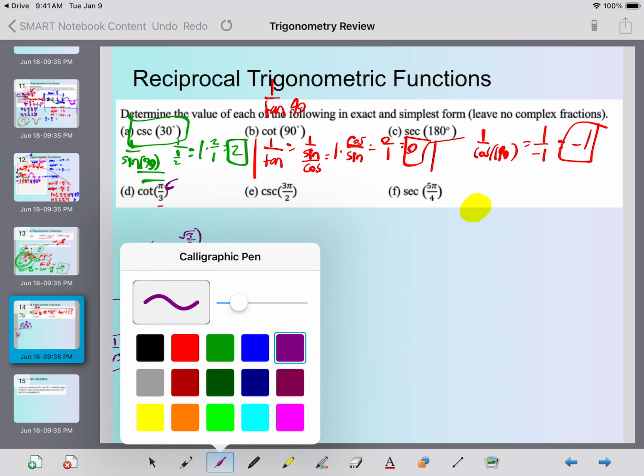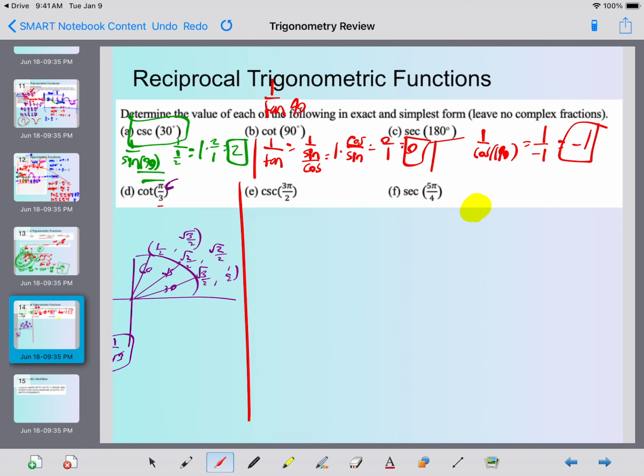Let's convert from radians to degrees. 3 pi over 2 times 180 over pi. Pi cancels out. 180 divided by 2 is 90. 90 times 3 is 270, right? Cosecant of 270 degrees is just 1 over sine of 270 degrees. 270 degrees is one of those nice points, right?